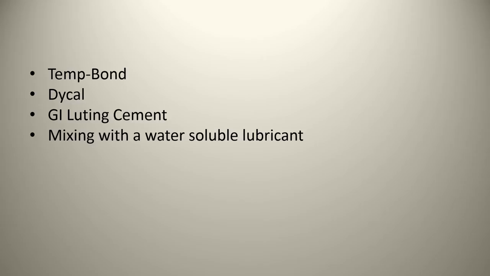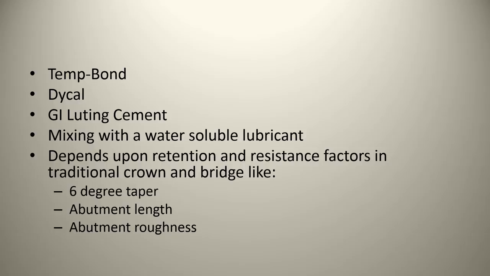And lastly, we'll talk about the retention and resistance factors in traditional crown and bridge, which include the amount of taper of the abutment, the abutment length, and the abutment roughness. A longer abutment length, a rougher abutment, and more parallel walls is going to give you more innate retention even without any cement. So you may want to consider starting off with a water-soluble lubricant with a temporary cement, as compared to running into a scenario like my colleague, where they used the temporary cement and could never get the crown off.